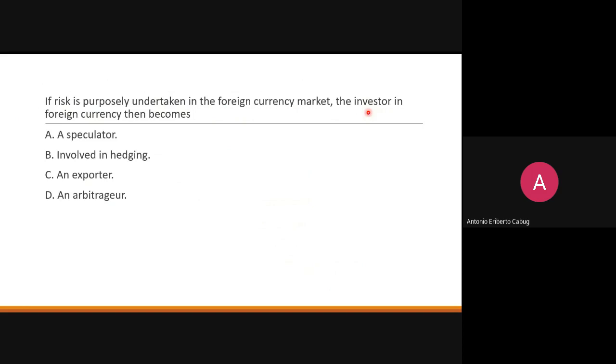Okay, so, short questions. If risk is purposely undertaken in the foreign currency market, then blank. The investor in foreign currency then becomes what?